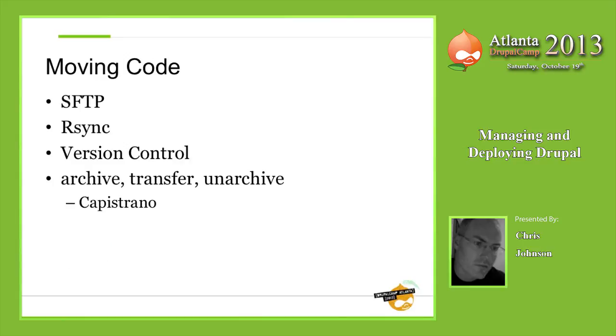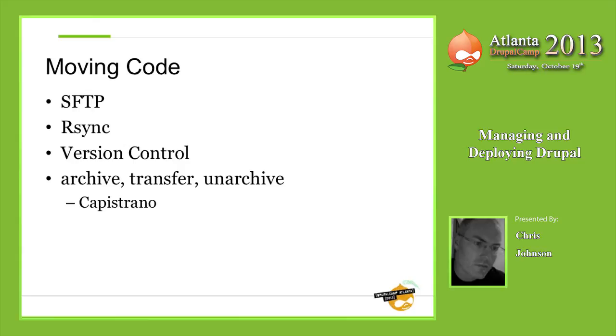There's the archive, transfer, unarchive pattern, which is you zip everything up, you put it on the production server, then you unzip it, and then maybe you rename some directories to put that into production. Capistrano is actually a tool that uses Ruby that helps you automate that.